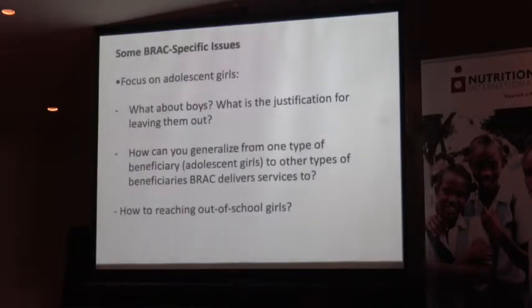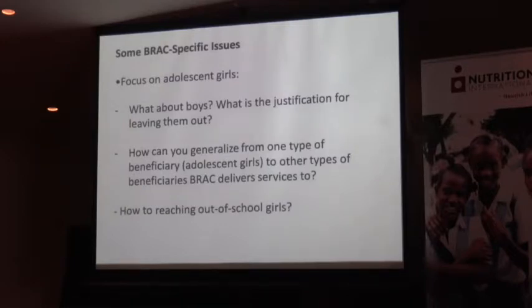Two slides of some Black specific issues. The focus on adolescence. I'm just going to highlight some sticky problems here. What about boys? What's the justification for leaving them out? Is that all right? I'm not passing judgment here. I'm just raising issues. What's the justification for leaving them out?